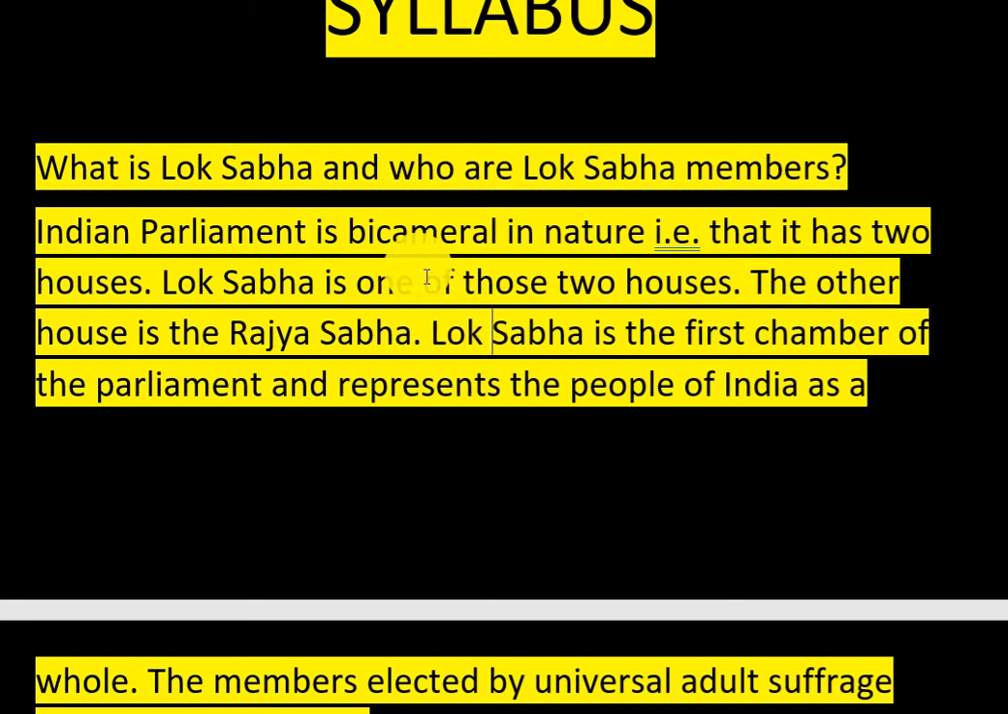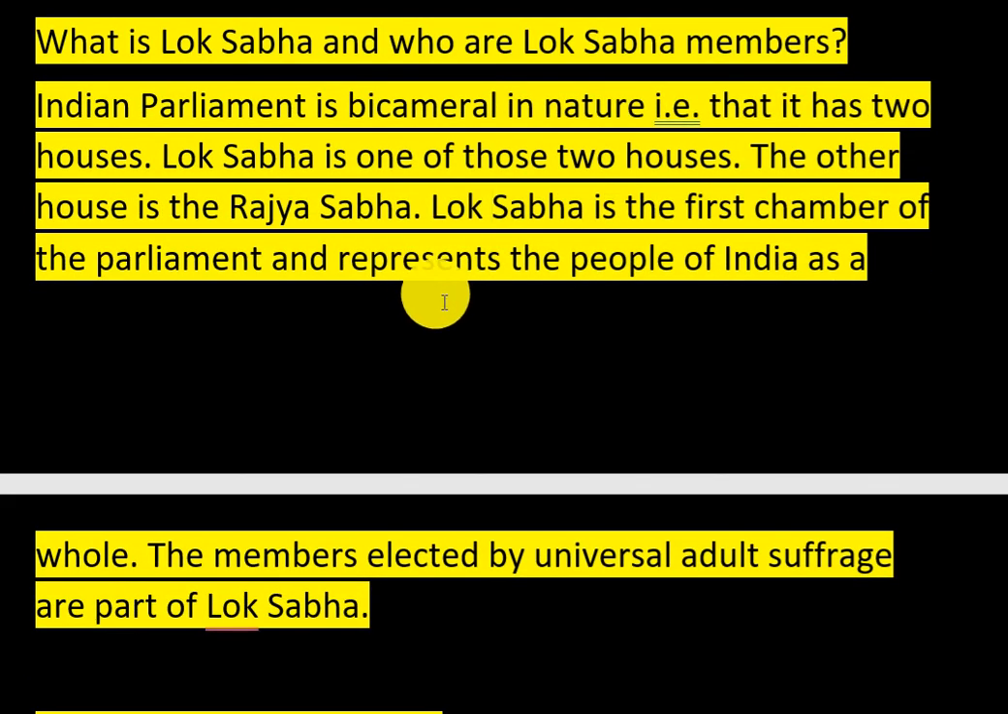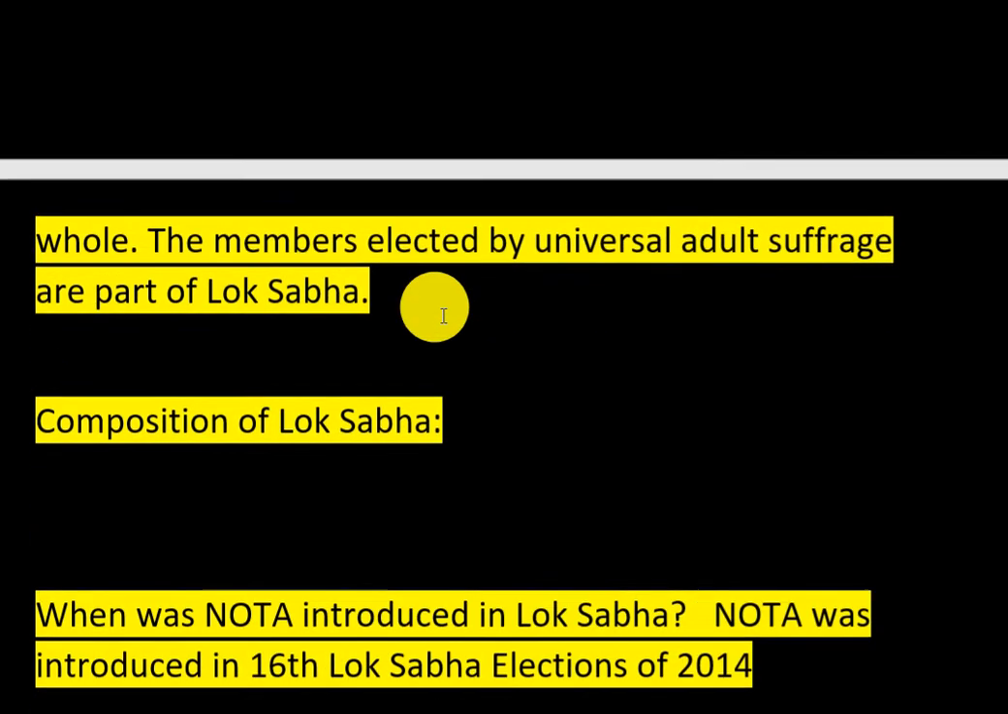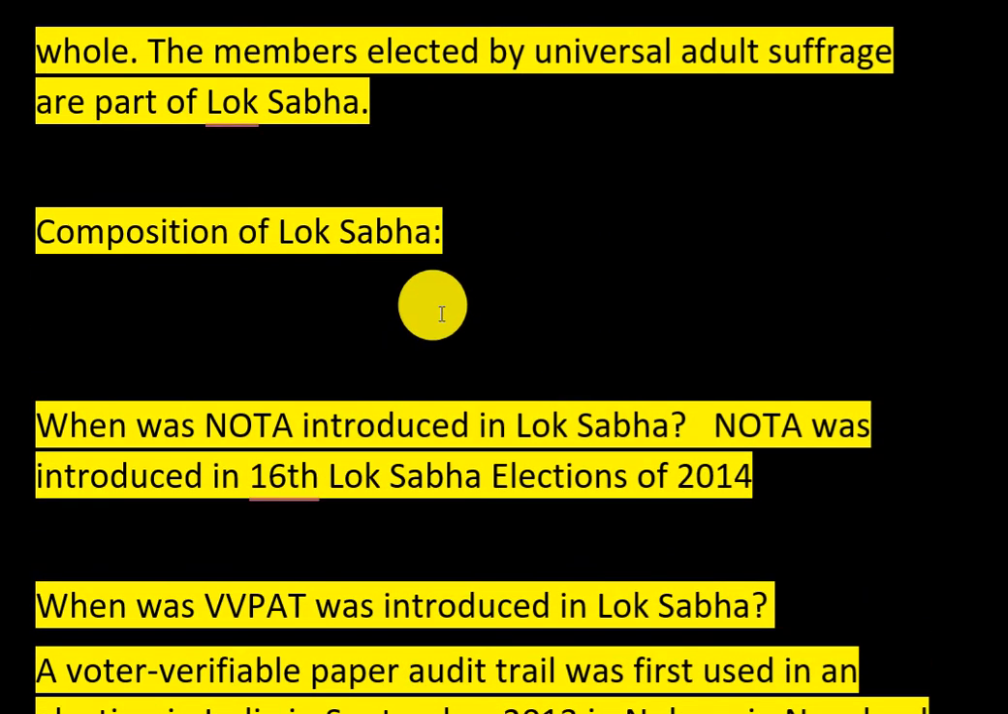Indian Parliament is bicameral in nature, that is, it has two houses. Lok Sabha is one of those two houses. The other house is the Rajya Sabha. Lok Sabha is the first chamber of the Parliament and represents the people of India as a whole. The members elected by universal adult franchise are a part of Lok Sabha.